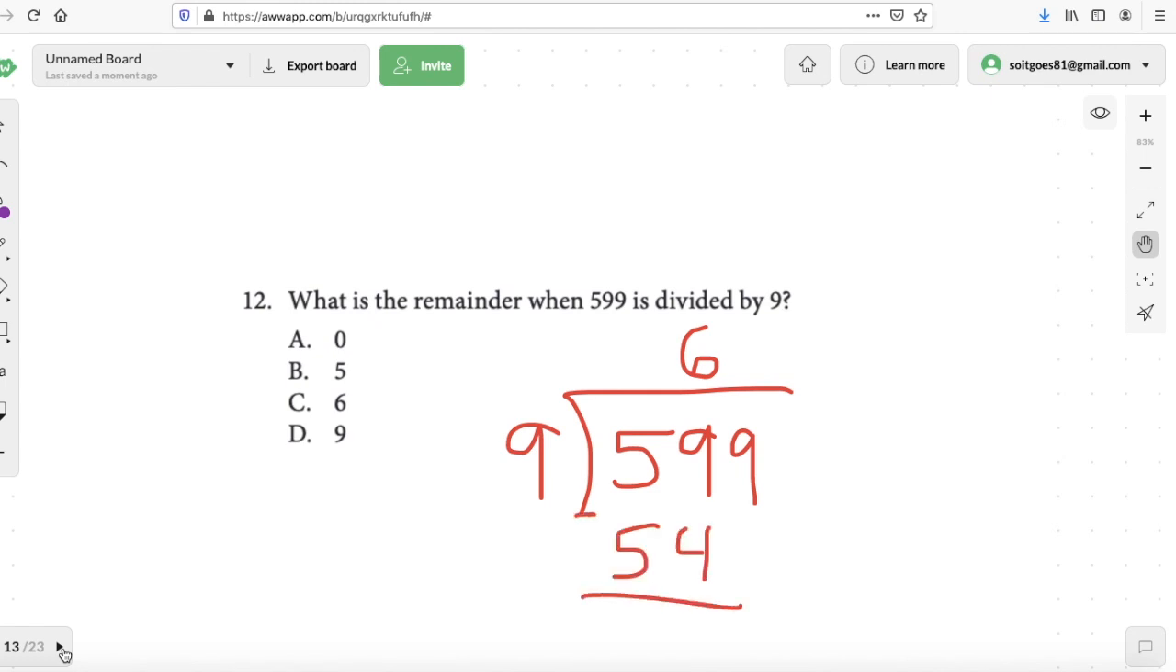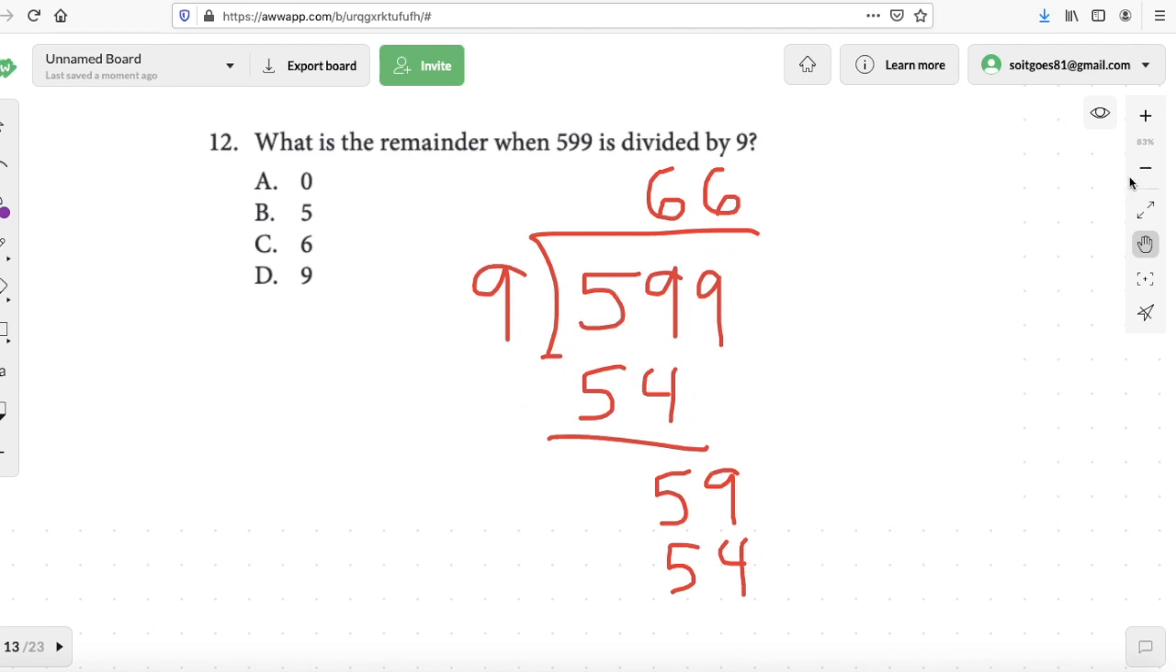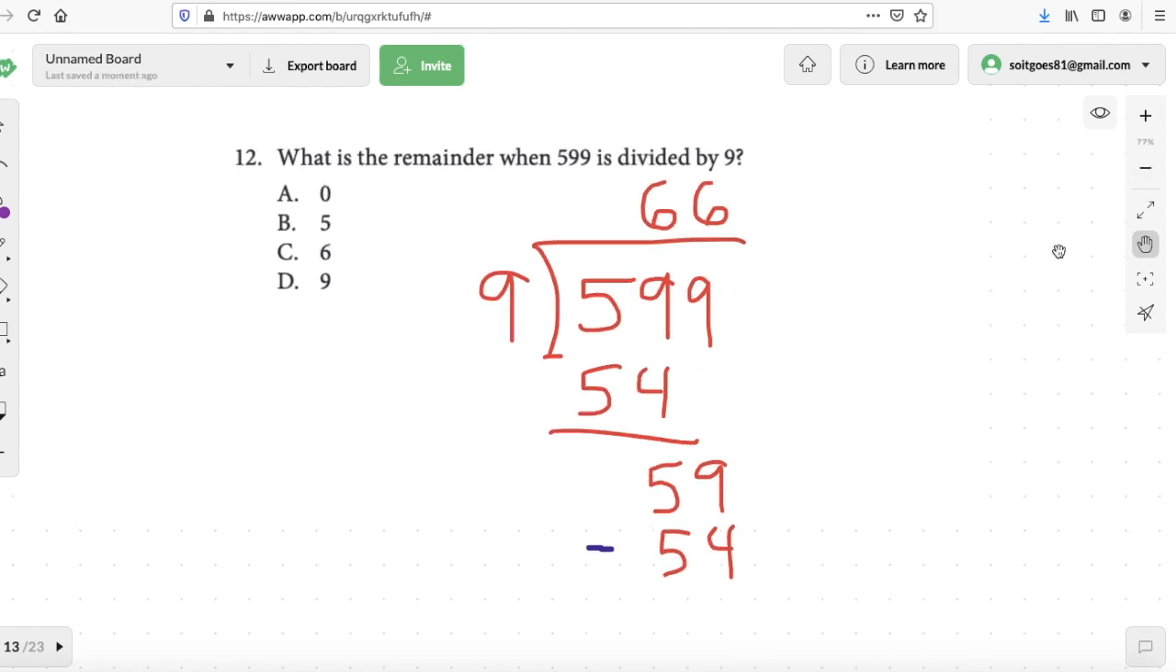Subtract them, and we get 59. How many times does 9 go into 59? 6. Right. 6 times 9 is 54. Same thing we just did previously. Let me scroll down a little bit here. Yeah, subtract them. Absolutely. You're one step ahead of me. And you get 5.